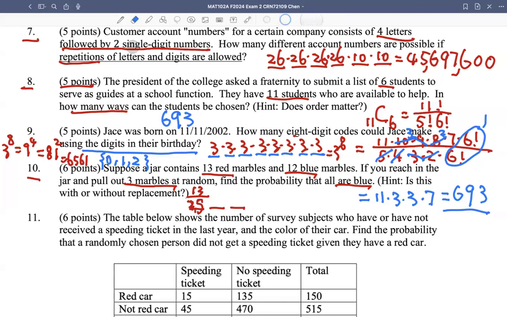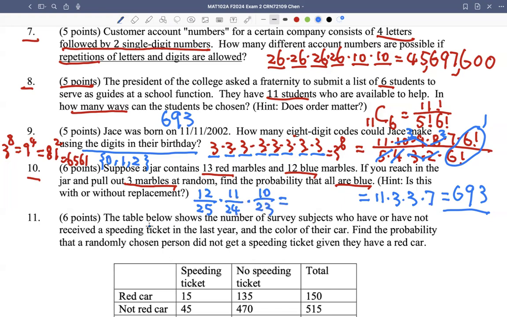Let me just erase this so that it's clear. So for the first marble to be blue, we have 12 out of 25. Now, since the one marble is out, we only have 24 marbles left, right? So out of 24, how many blues do we have? 11, so 12 minus 1, 11. Then the next blue will be 10 out of 23. So that's the probability of getting all 3 to be blue. We just multiply.